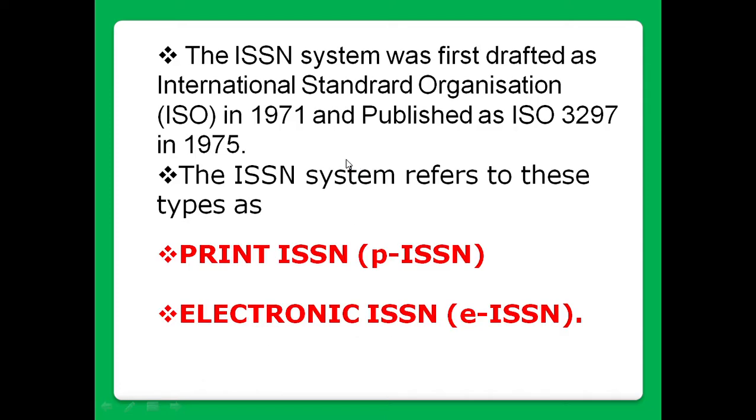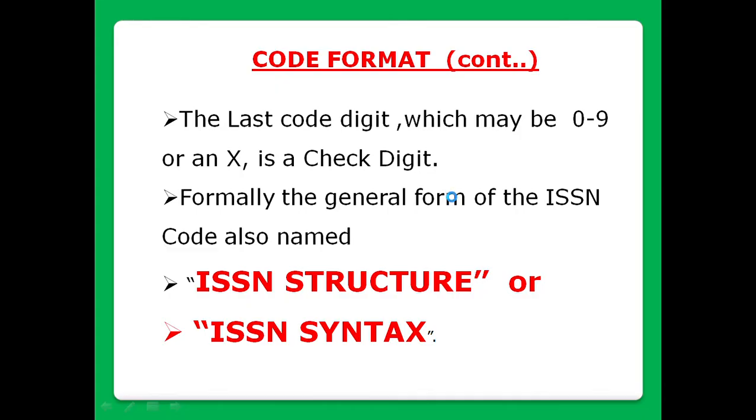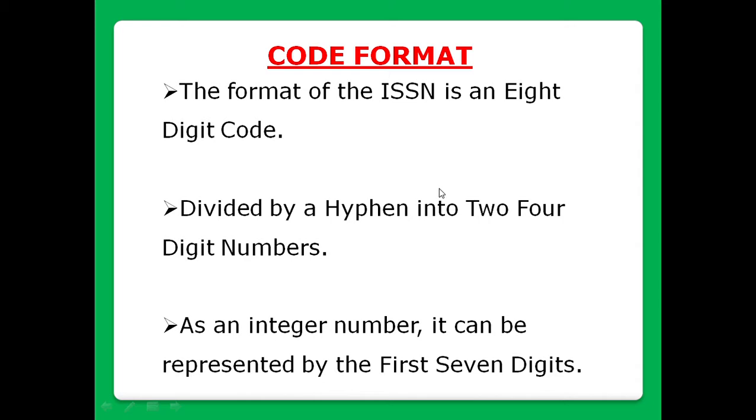This ISSN system was drafted by the International Organization for Standardization, shortly called ISO, in 1971. Actually, it was published under the banner of ISO 3297 in 1975. This ISSN system is of two types, print ISSN and electronic ISSN. Before we go to this division, let me see how it is formatted.